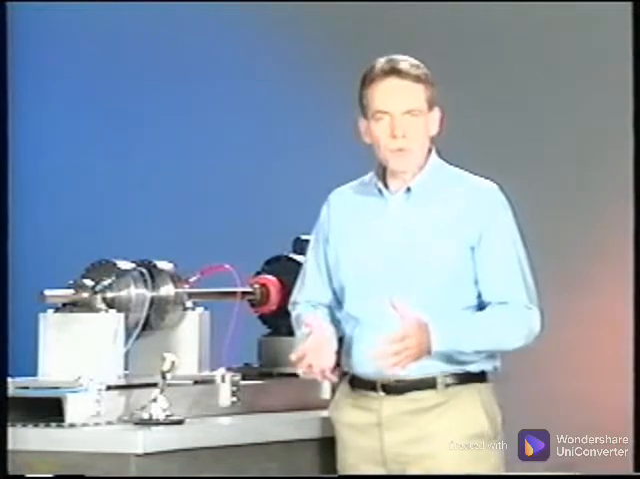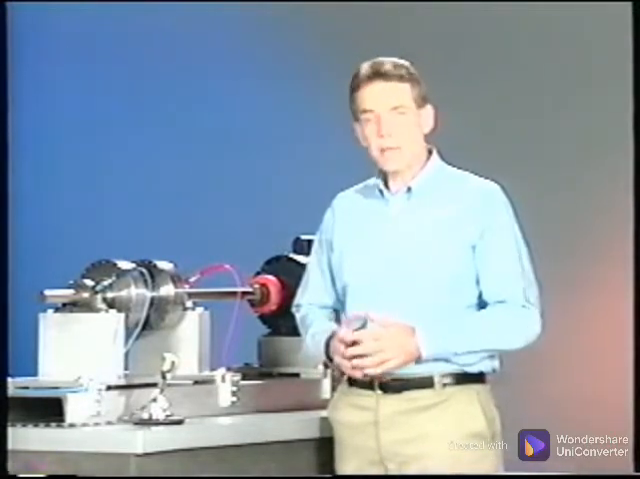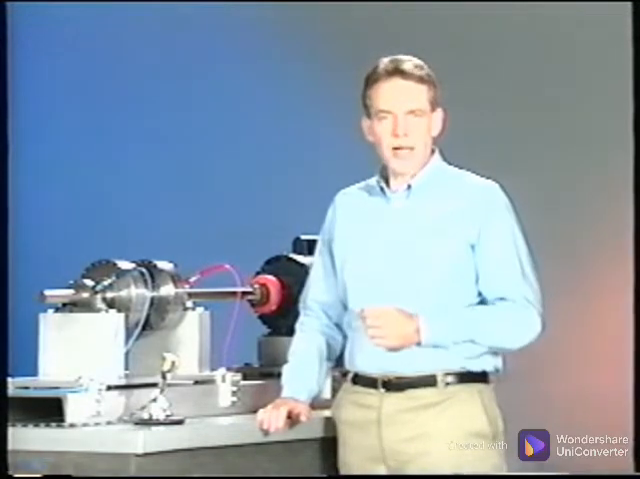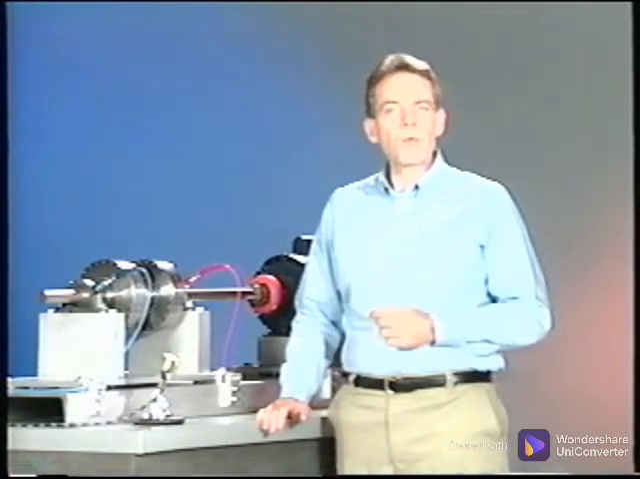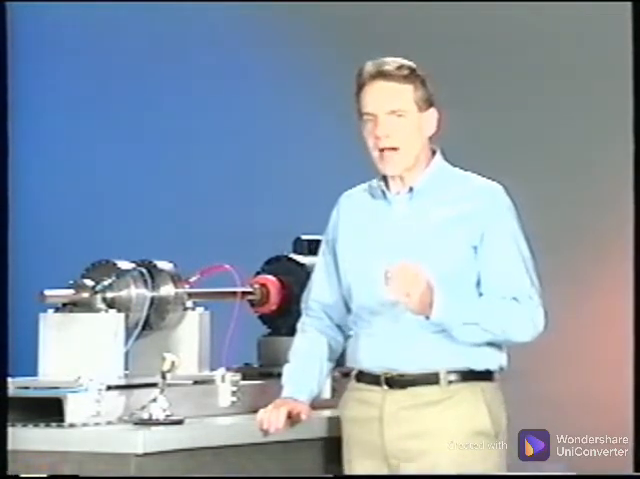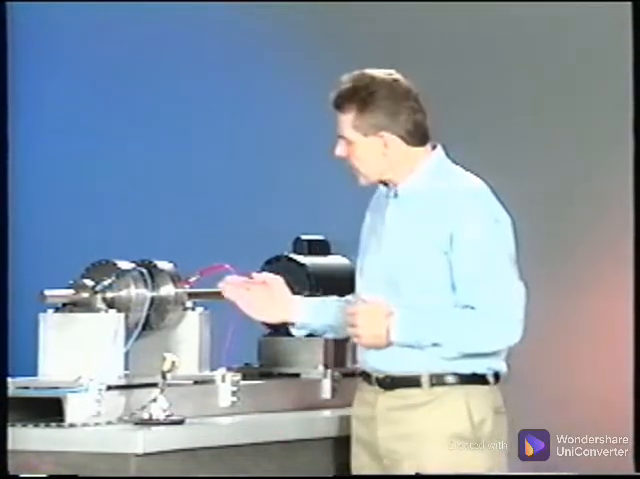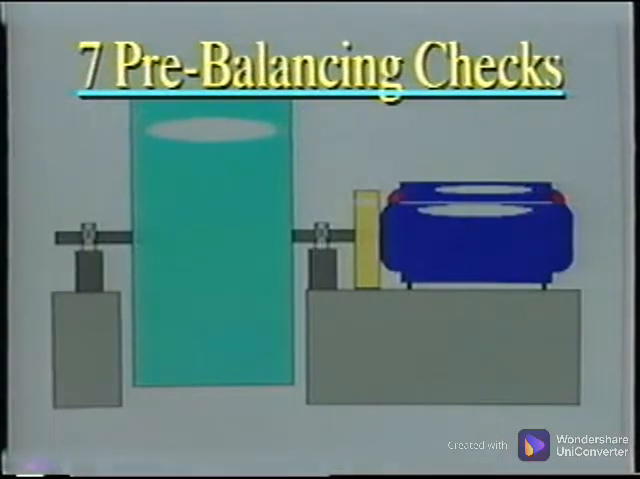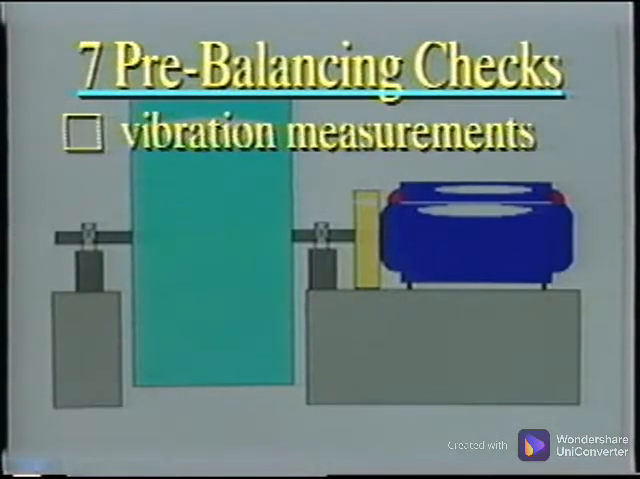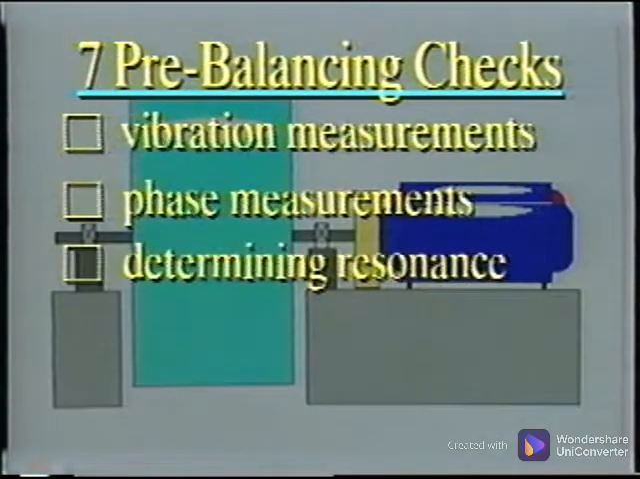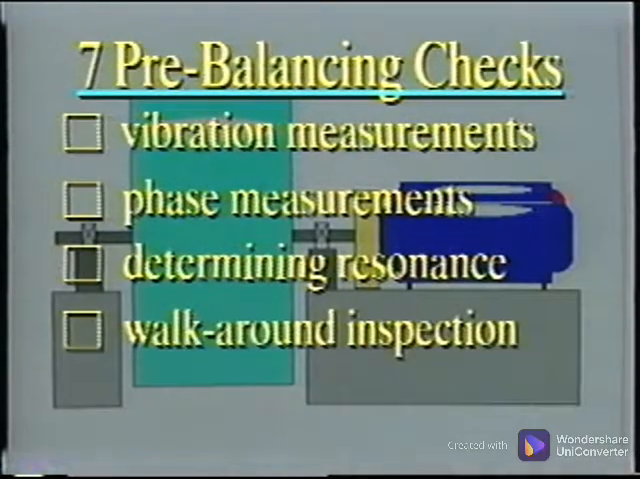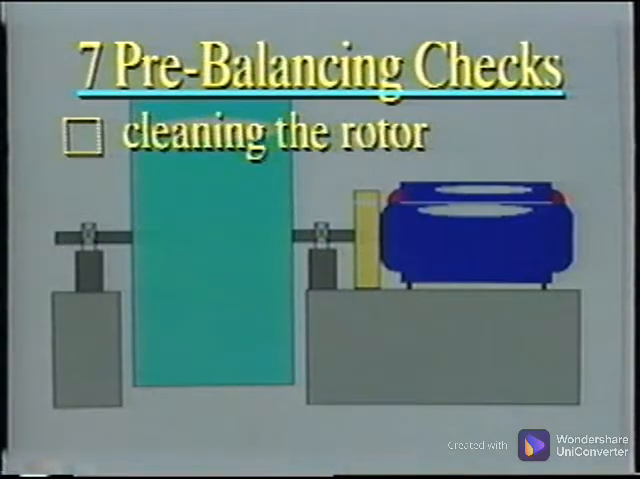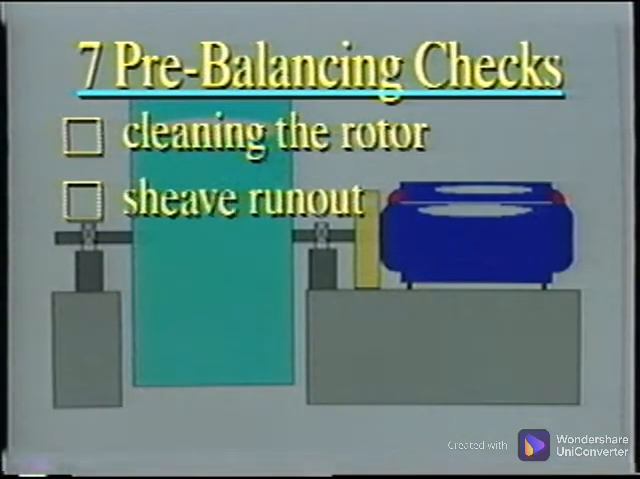Before beginning the actual balance procedure, preliminary steps must be performed. One is to perform a series of pre-balancing checks, and the other is to identify the complexity of the balance job, defining measurement locations and correction weight locations. The 7 pre-balancing checks include vibration measurements, phase readings, determining the resonant frequencies, a walk-around inspection, checking for a bent shaft, cleaning the rotor, and on belt-driven equipment, checking the sheave runout.